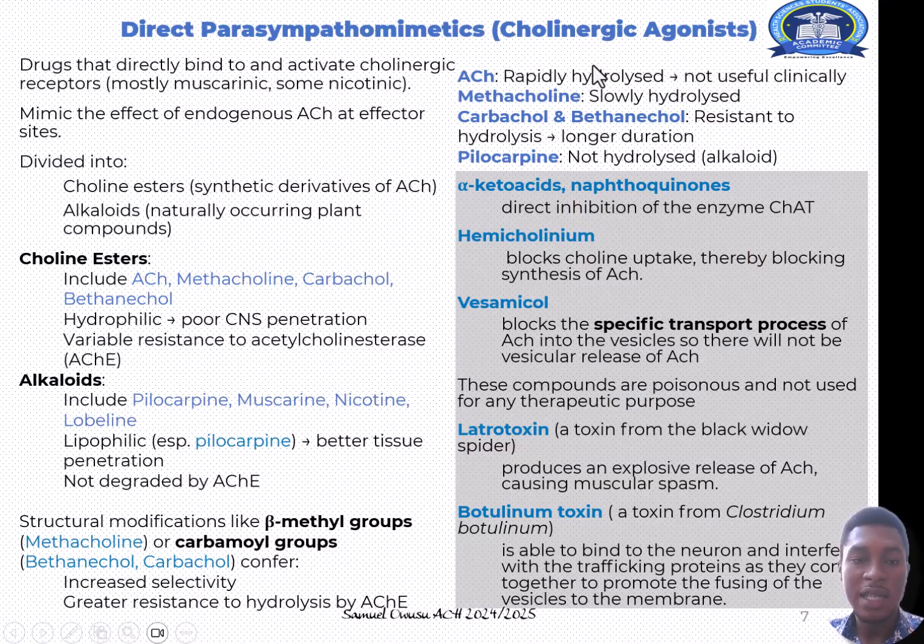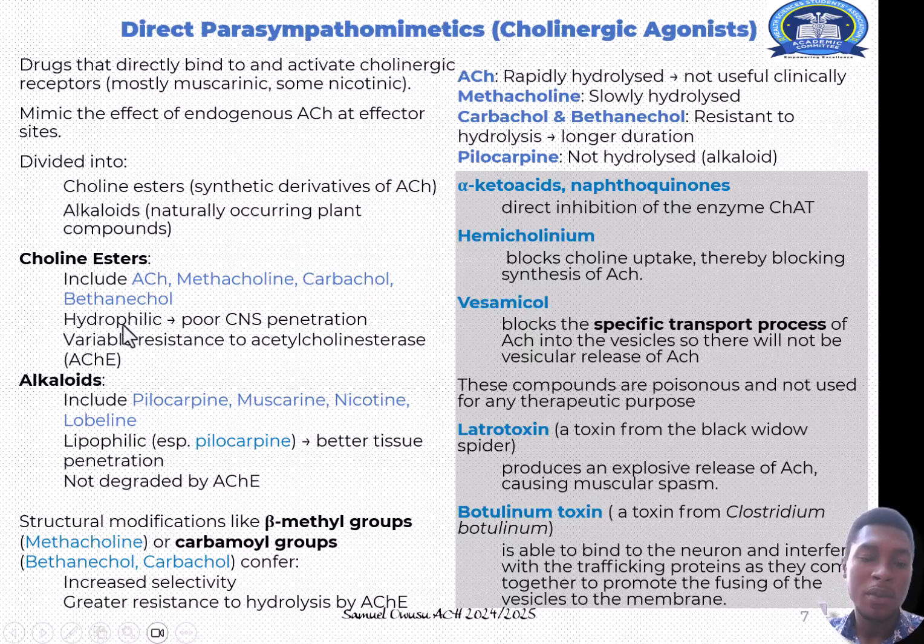All right. We have agents that directly mimic the action of acetylcholine, and those are known as direct parasympathomimetics, and they are cholinergic agonists. These drugs are subdivided into two: we have cholinesters and then we have alkaloids. Cholinesters include acetylcholine itself. We have methacholine, carbachol, and then bethanechol. They are hydrophilic, and so they have poor CNS penetration. Hydrophilic means that they are water loving, so they cannot penetrate the blood-brain barrier.